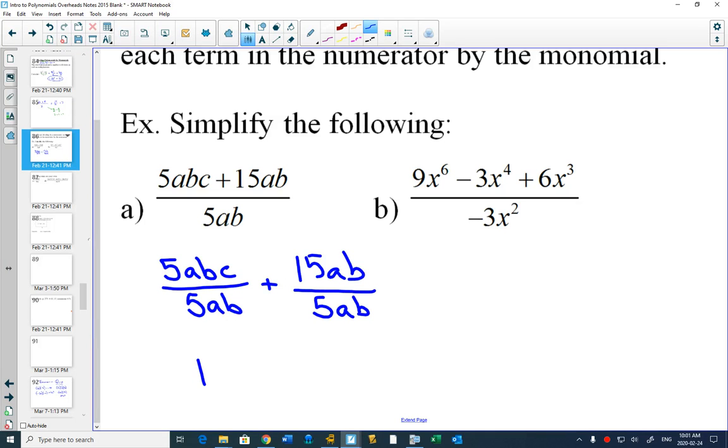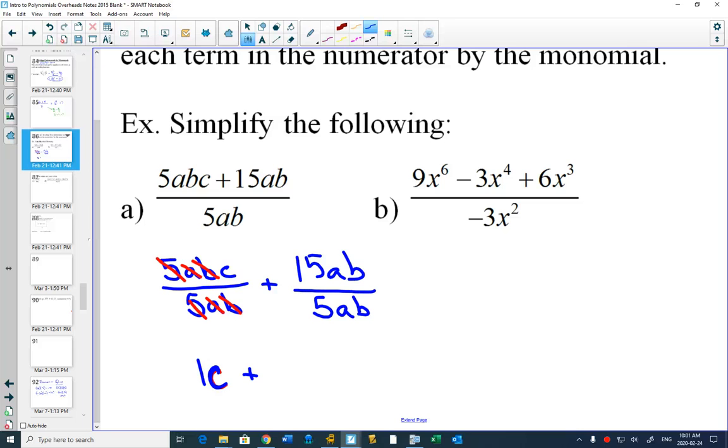5 divided by 5 is just 1. What's going to happen with the A divided by the A? They're going to cancel out. The B divided by the B, they're going to cancel out. What am I left with? Well, the 5s, basically you could have done a line through the 5s as well. You're just left with 1C for the first one, after everything cancels out.